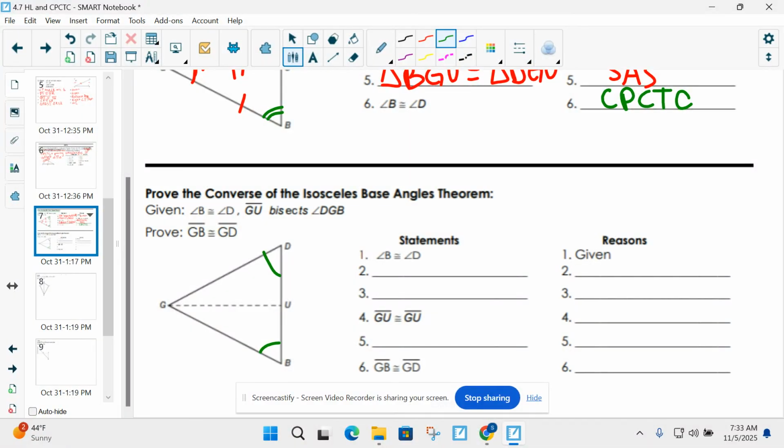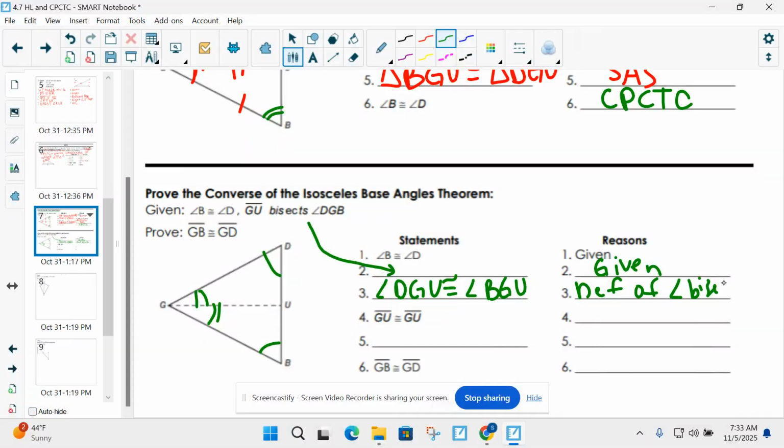So first, let's say what we're given here. The second given is the same as the one above. So we're going to basically be following the same steps here. So angle DGU congruent to angle BGU, and that's definition of angle bisector. And then reflexive property. But now the reason is going to be different.